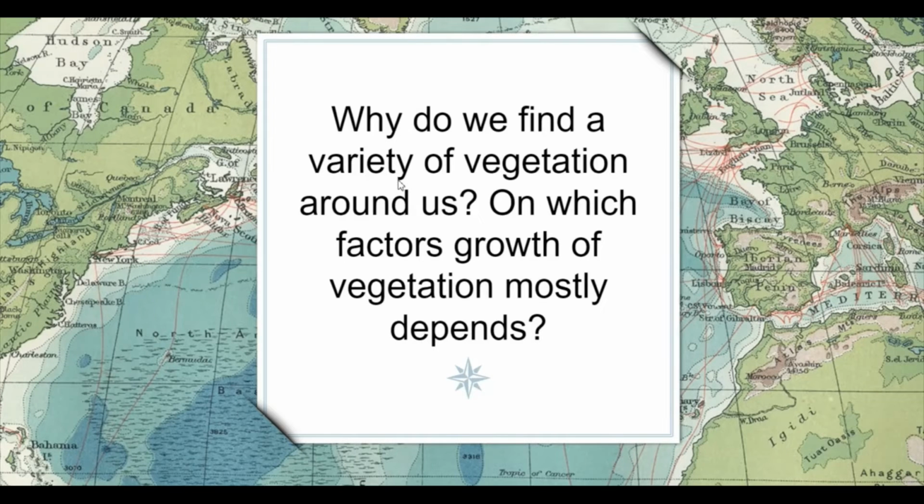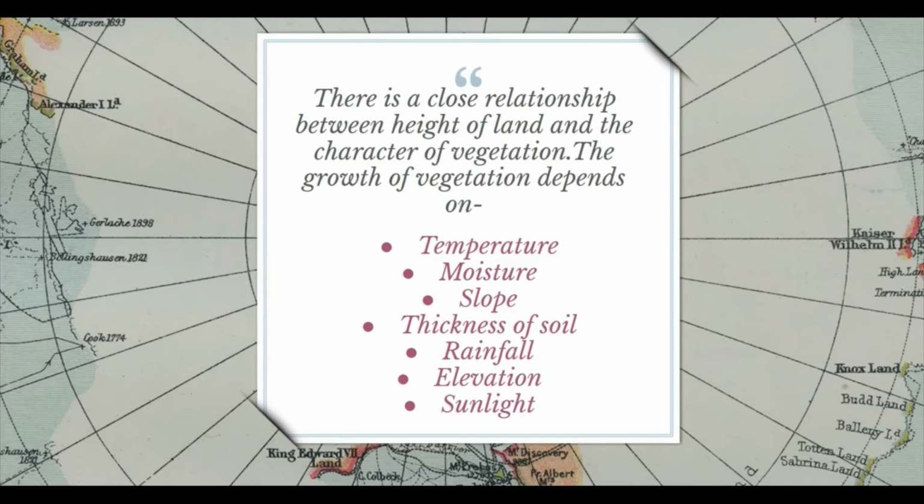So, why do we find a variety of vegetation around us? On which factors does the growth of vegetation mostly depend? There is a close relation between the height of land and the characters of vegetation. As you can see over here, the vegetation mostly depends on temperature, moisture, slope, thickness of soil, and sunlight. These are the characteristics on which the vegetation is dependent.